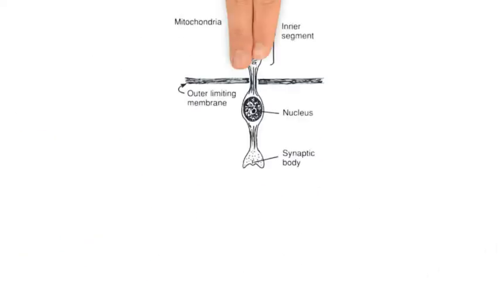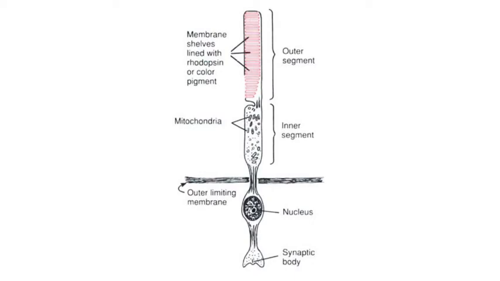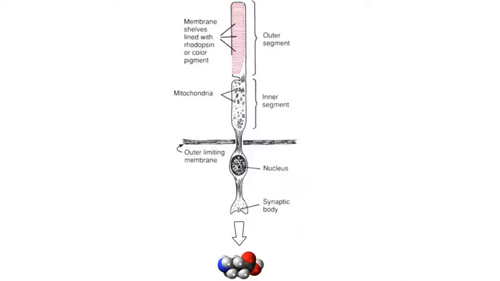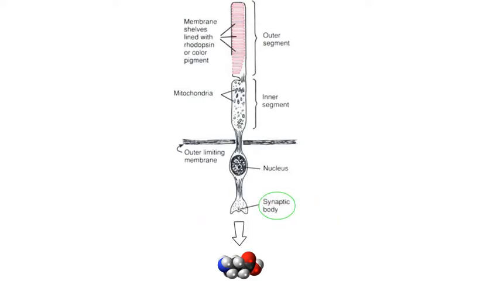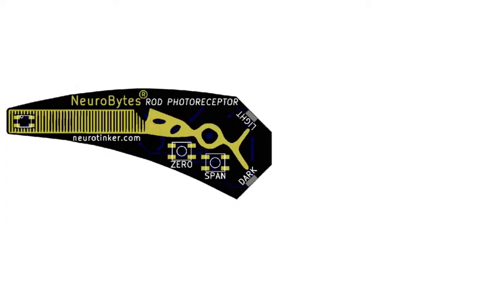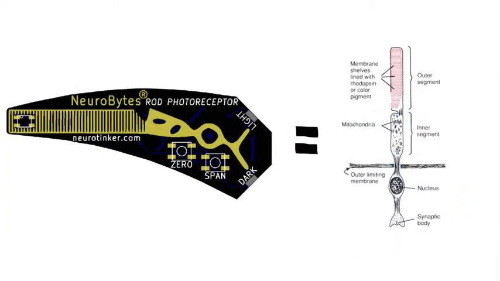A third way that rods are unique is that they, as well as bipolar cells, don't fire action potentials. They are so short that even the resting voltage level can stimulate the end of the cell to release neurotransmitters. This end of the cell is called the synaptic body, not the axon terminal, since they don't have real axons. So, your NeuroBytes Rod Photoreceptor is a bit different than the other neuron simulators you've seen so far.